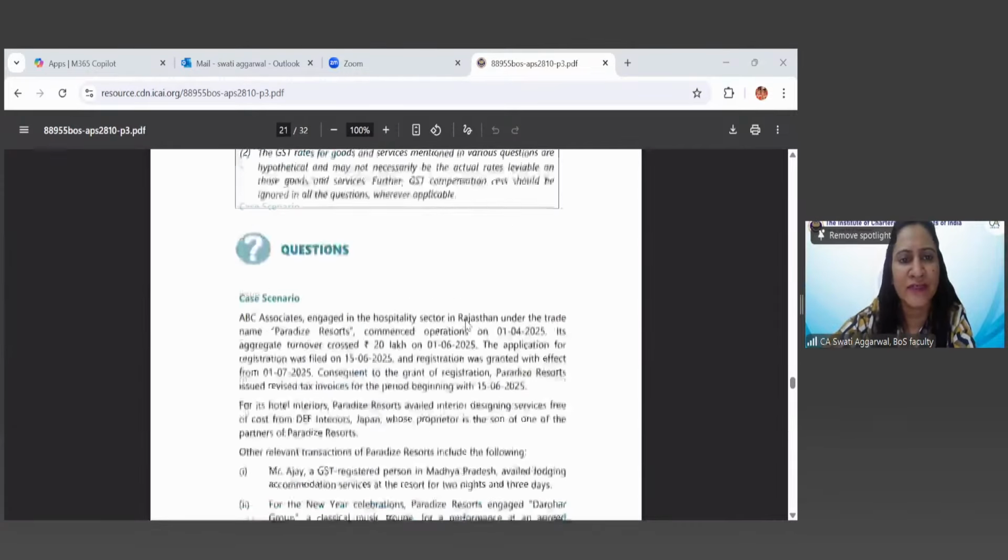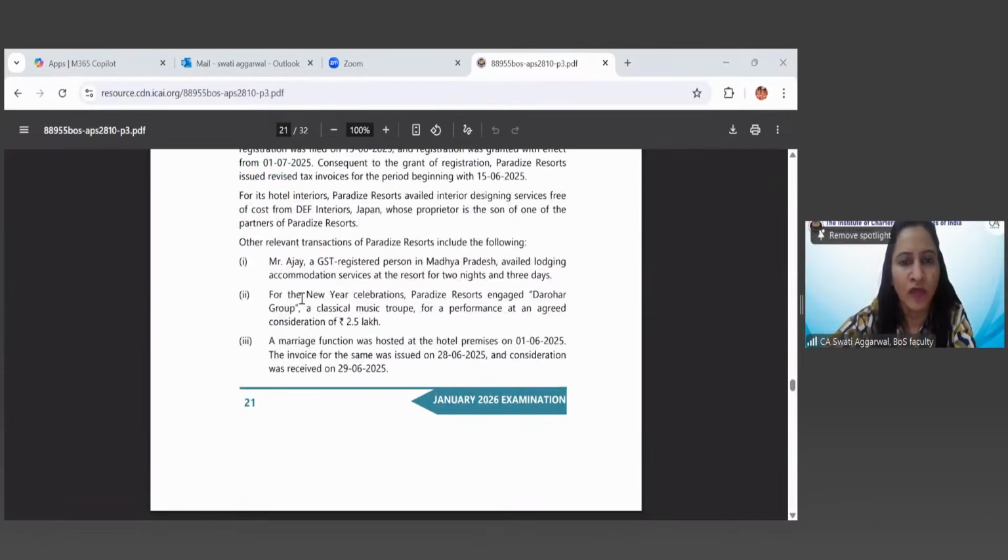And the relevant facts are here. For New Year celebration, Paradise Resort engaged the Rohar Group, a classical music troupe, for a performance at an agreed consideration of rupees 2.5 lakh.